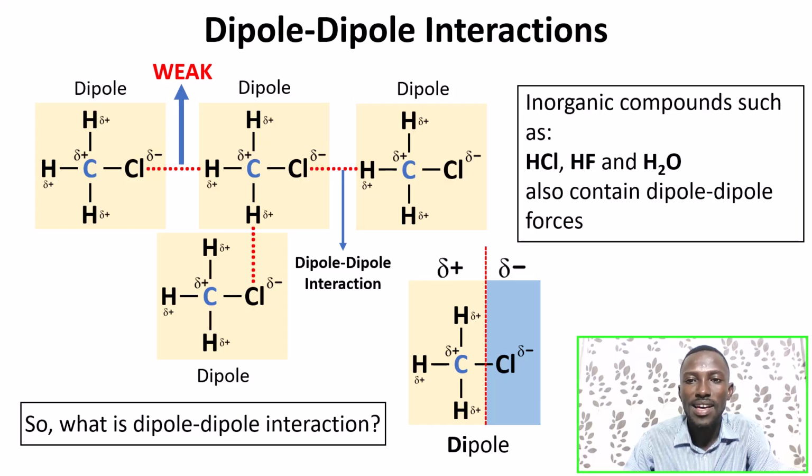Now, there are some other compounds, basically inorganic compounds, that also have dipole-dipole interactions between their molecules. We have HCl, hydrogen fluoride, and also water. So water also exhibits this kind of dipole-dipole interaction. But for water molecules, there's a special kind of dipole-dipole interaction, more specifically hydrogen bonding, that we'll be discussing in detail in a future video.